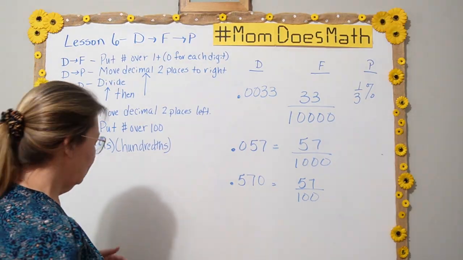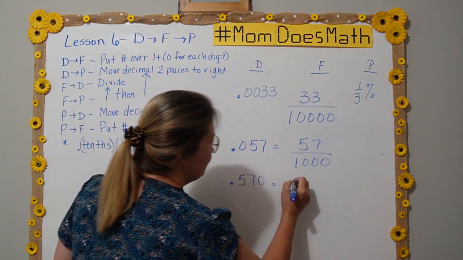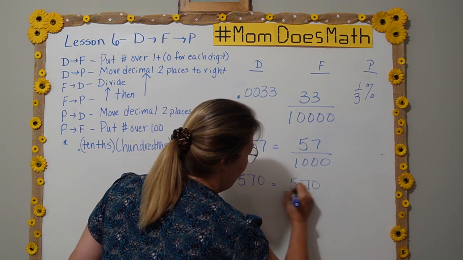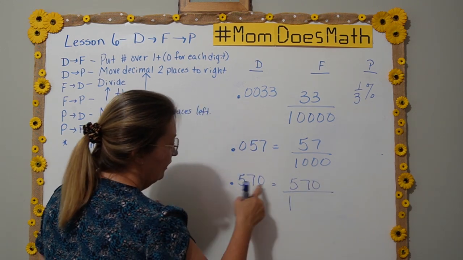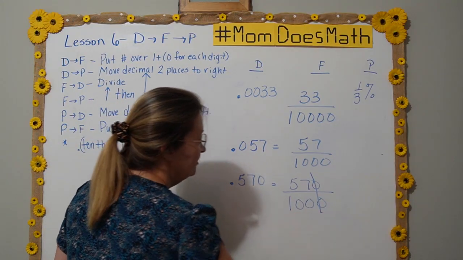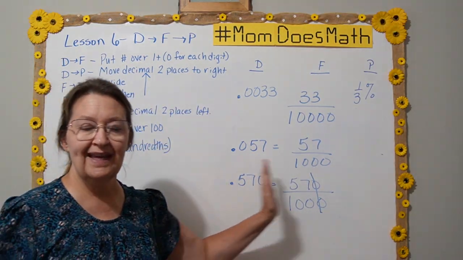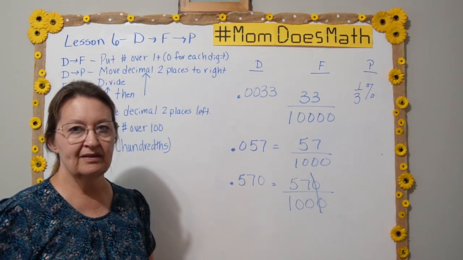And it's because, well, let me show you this. What if I said, all right, this is 570 over, and I counted 1, 2, 3, 1, 2, 3. What happens here? These 2 zeros divide out. So that's why a 0 at the end of a decimal is not significant.